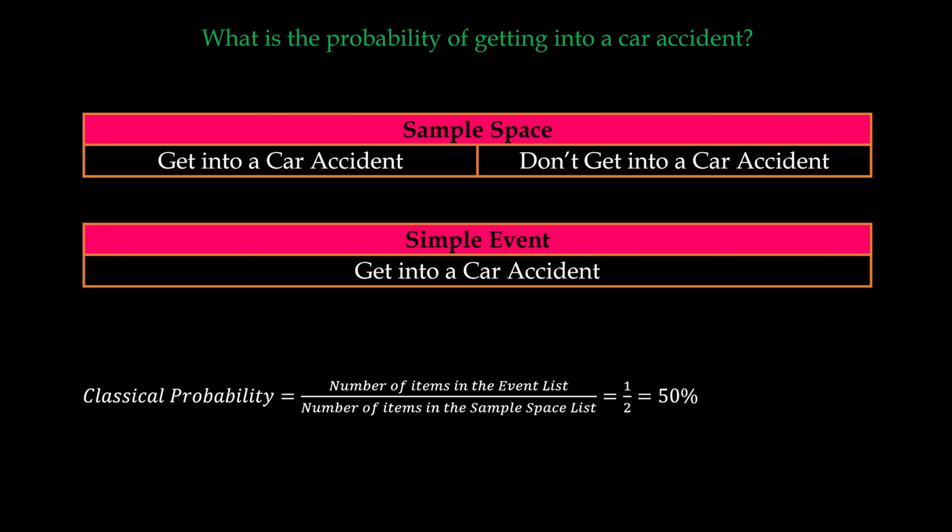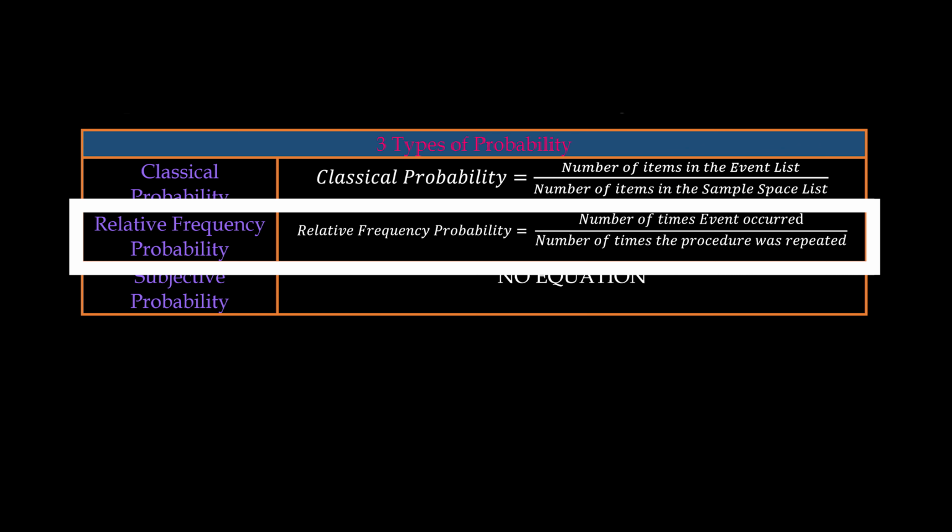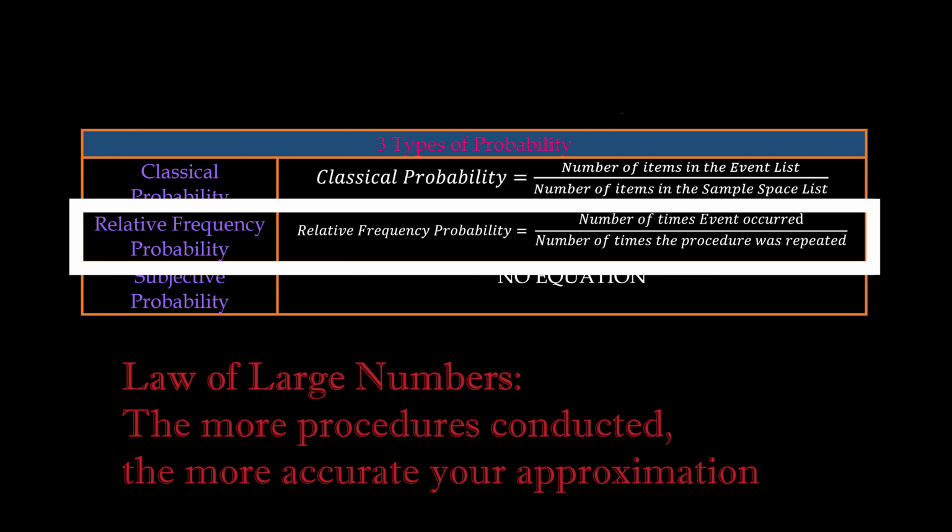We've produced an incorrect answer because we gave an equal chance to car accidents occurring and no car accidents occurring. Since the chances are not equal, we must use a different probability method called relative frequency. This is when the outcomes in the sample space may not have equal chance of occurring, so what we do instead is conduct an experiment or set up an observation that will help approximate a probability. The more times we repeat a procedure, the more accurate our prediction becomes. This is what we call the law of large numbers.